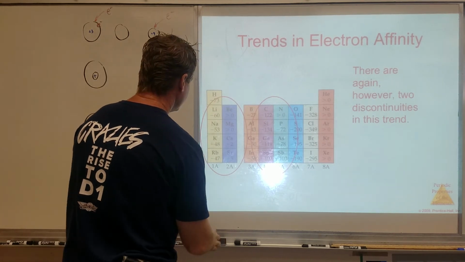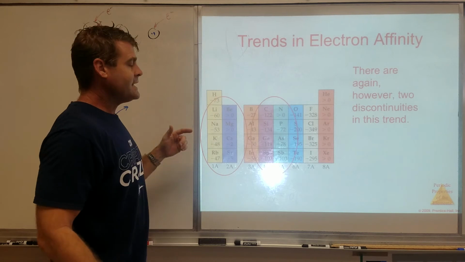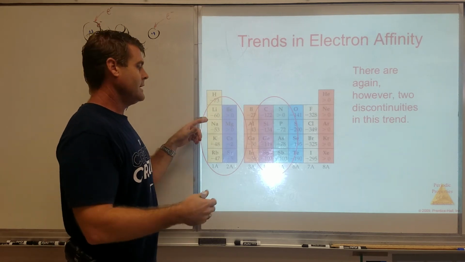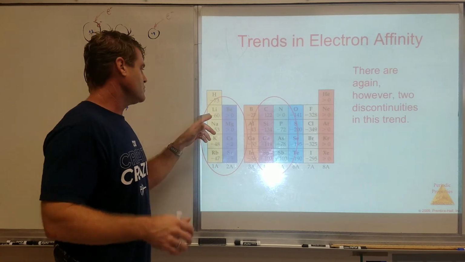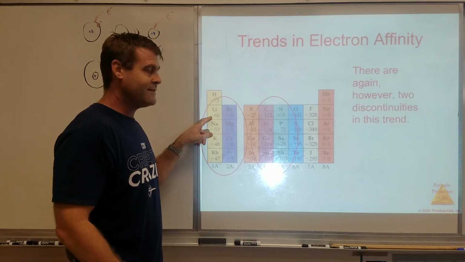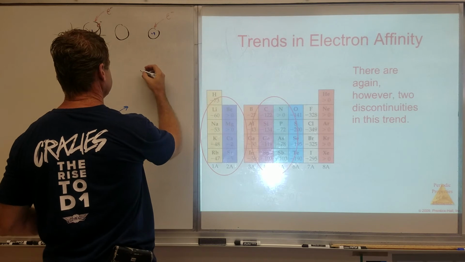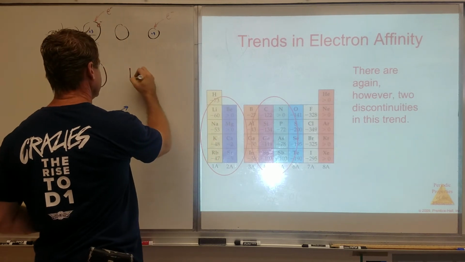For example, lithium, if it were to gain an electron, 60, we won't even use units, we'll say kilojoules of energy, it's negative, so it's given off. So let's do the valence configuration for lithium.